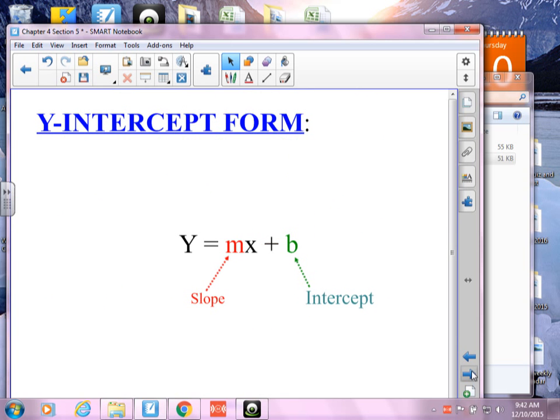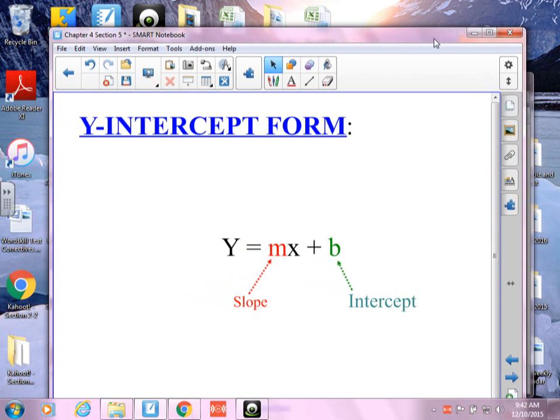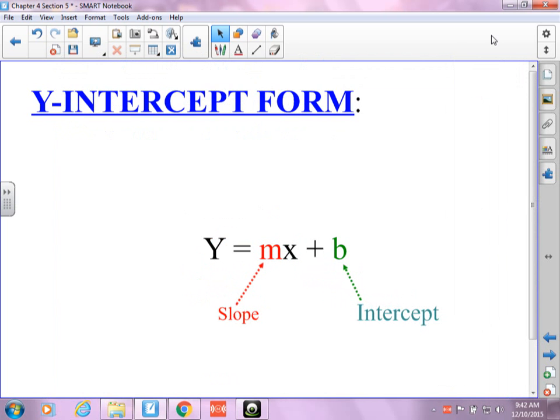Y-intercept form is y equals mx plus b. It has to be y, then the equals, then the x, and then the b. Sometimes the plus is a plus or a minus. The slope is always the number in front of the x. Always. It is never a decimal, and it's never a mixed number. Ever. It's always rise over run. Your b, your intercept, can be a decimal. It can be a mixed number. So just keep that in mind while you're doing this.